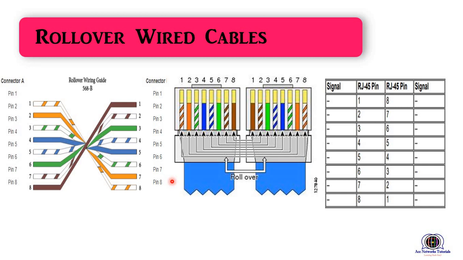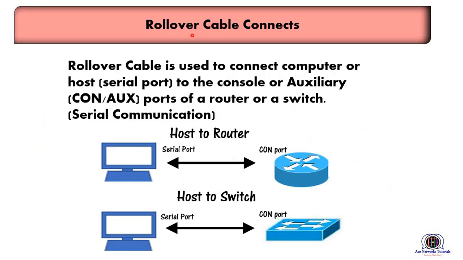You can identify a rollover cable by comparing the two modular ends of the cable. In rollover cables, the order of the pins is reversed. Pin 1 on the right-hand connector would be linked to pin 8 on the left-hand connector, as shown in the figure. Moving further, a rollover cable connects a computer or host serial port to the console or auxiliary ports of a router or a switch. Always remember, it is usually used for serial communications.